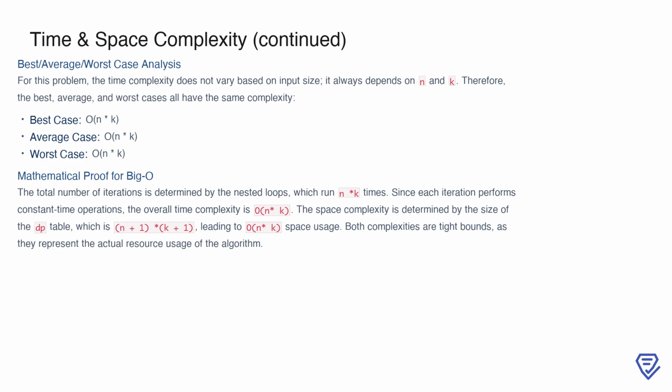The nested loops iterate n times for the outer loop and k times for the inner loop, giving us a total of n*k iterations. Since each iteration involves constant time operations, the overall time complexity is O(n*k). Similarly, the space complexity is determined by the size of the dp table, which is proportional to (n+1)*(k+1). These bounds are tight and accurately represent the algorithm's resource usage.